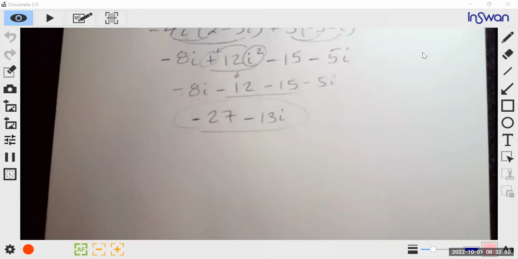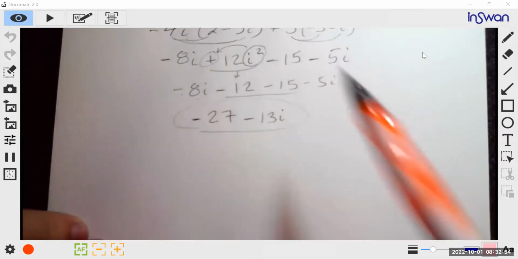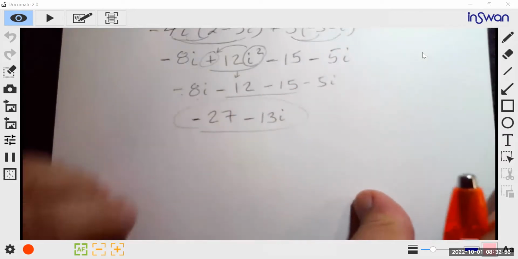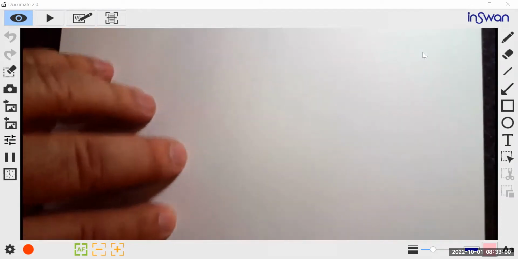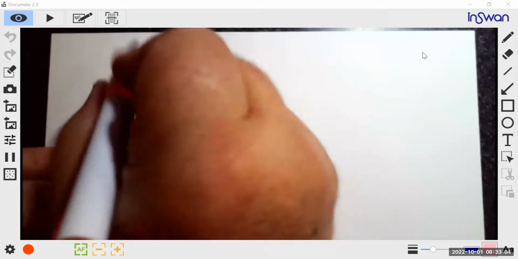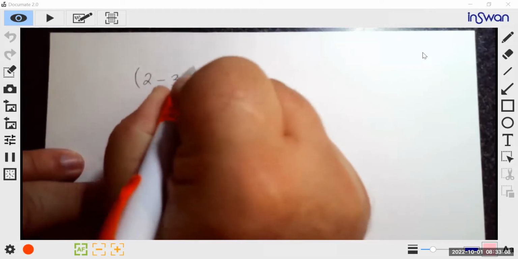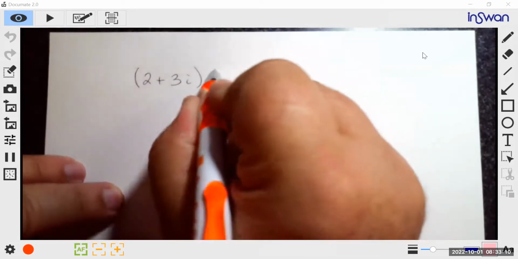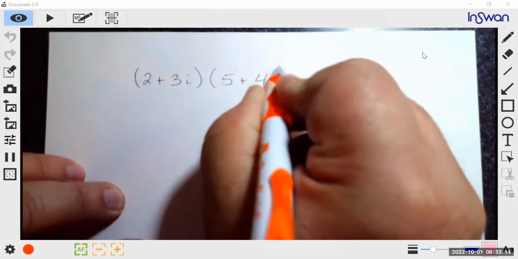All right, so the only thing that we're introduced to in this section is the i squared. Let's do some more. So far, we've just been multiplying by single terms. Now (2 plus 3i) times (5 plus 4i).